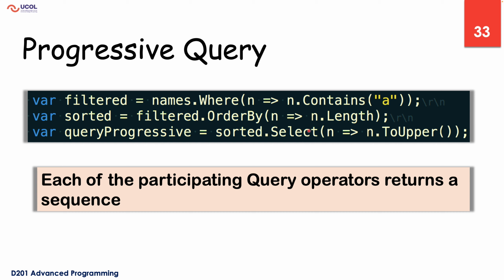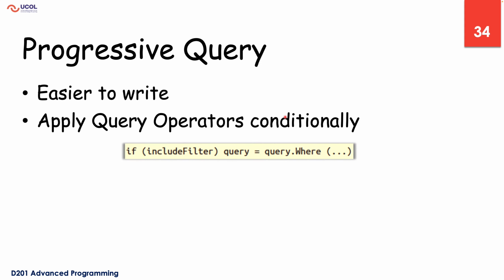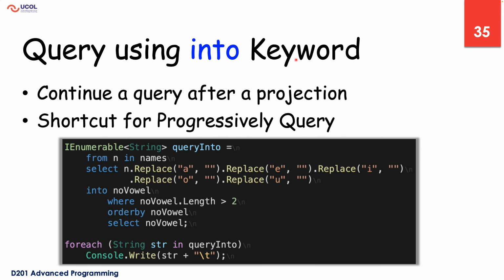Again, as I told you, if we want to apply different orderings based on different conditions, then we can have if-else conditions, and based on whichever condition is fulfilled, we apply a different type of ordering. That is only possible in the progressive approach. We apply the query operators conditionally. If there is something, then we can apply it, otherwise we can't.